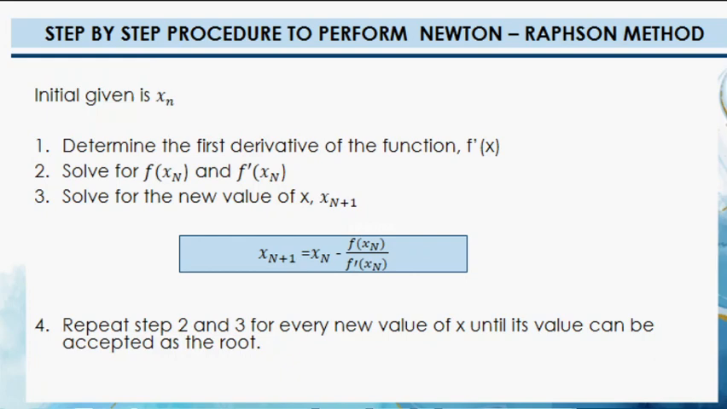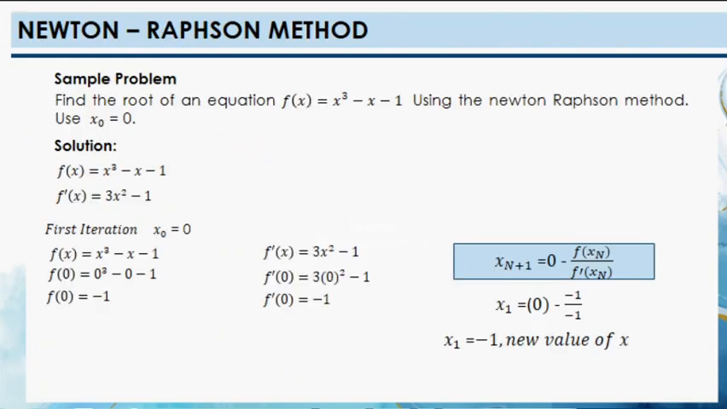Pero para mas madali natin maintindihan, of course, sample problem muna tayo. So, dito, parehas pa rin ang ating sample problem. So, find the root of an equation, f of x is equal to x cubed minus x minus 1 using the Newton-Raphson method. So, dito, sabi, use x sub 0 is equal to 0. So, ang initial natin na guess or initial natin na given is x sub 0 is equal to 0.